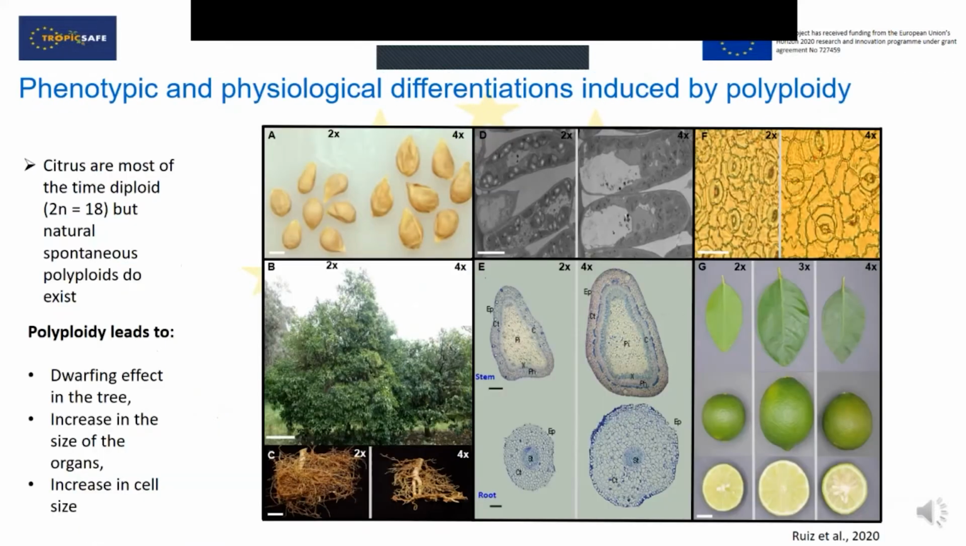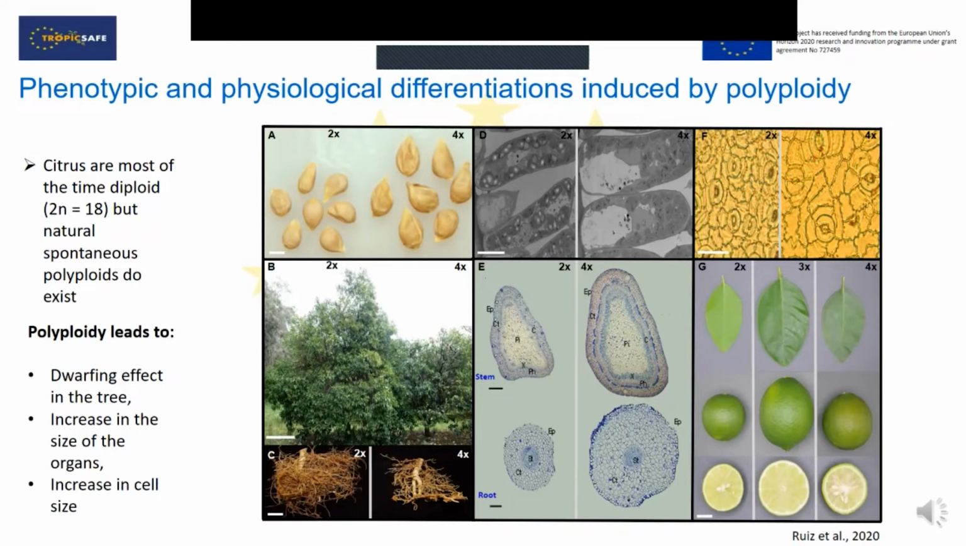HLB. In our group, we are very interested in polyploidy. Polyploidy is something that is spontaneous in citrus. Most citrus are diploid, but you may have tetraploids in the seedlings, and you can also get triploids as a scion. You can see the implication of polyploidy in seeds.